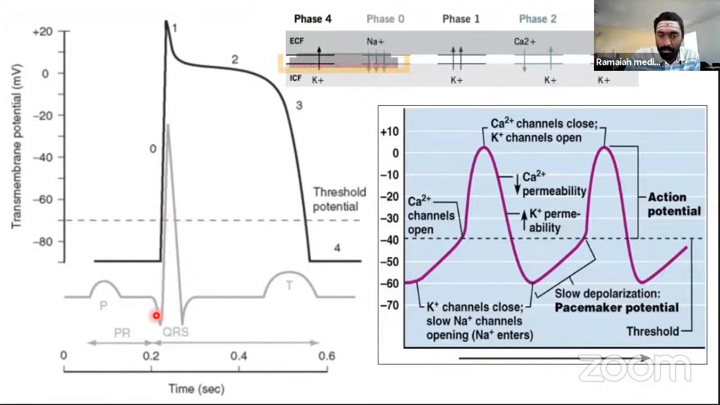You can see here, this is the onset of the Q wave, this is the end of the T wave. So this is the action potential duration, and this action potential duration is what correlates with the QT interval.